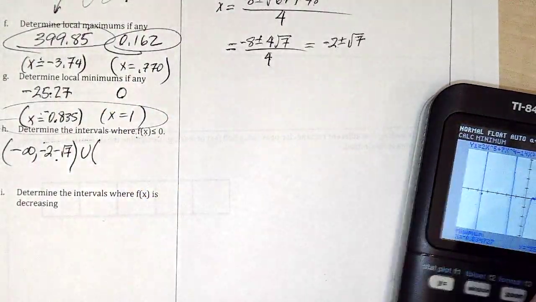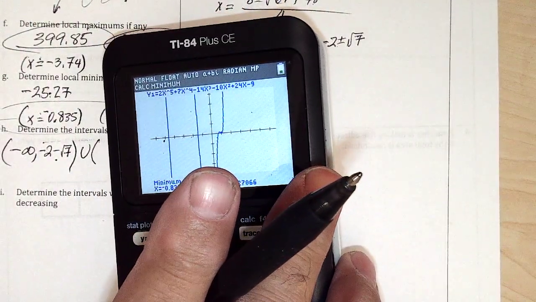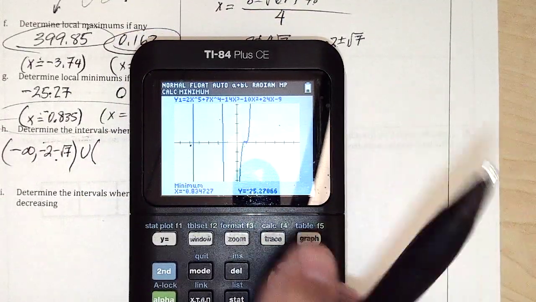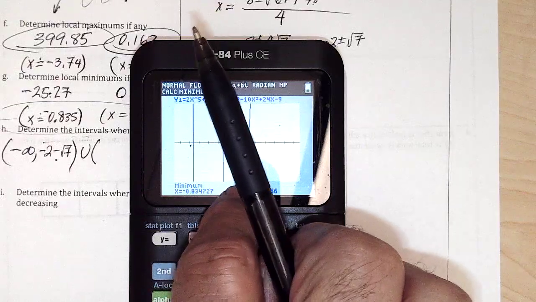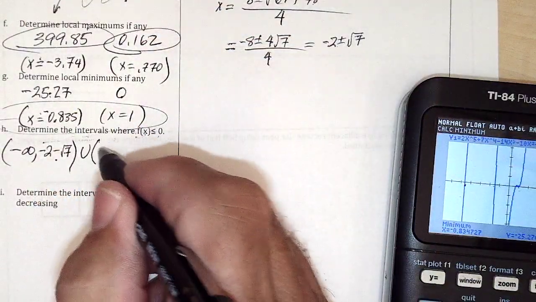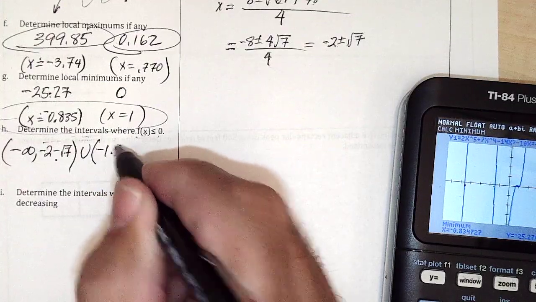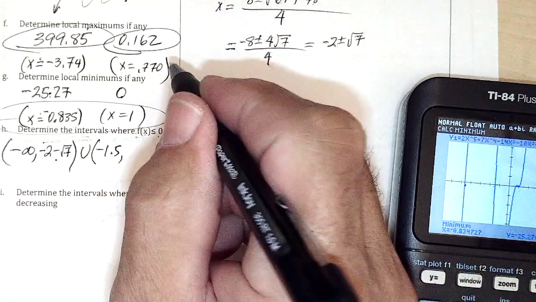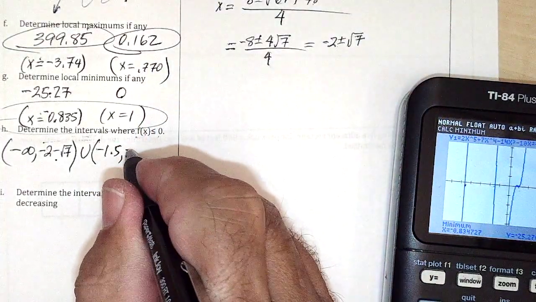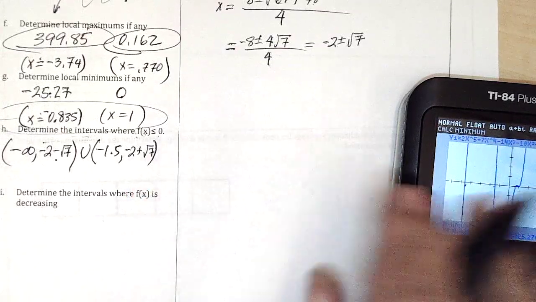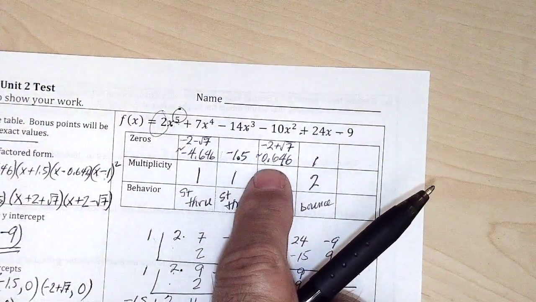Now, I'm not looking at the y values other than seeing whether they're positive or negative. I'm answering this in terms of the x values. And the x values where this started being negative is at negative 1.5, and the graph was negative clear up to the minus 2 plus the square root of 7. That is 0.646.